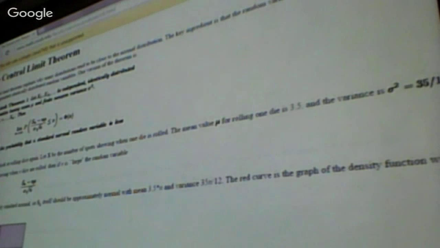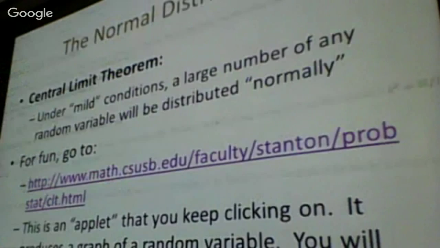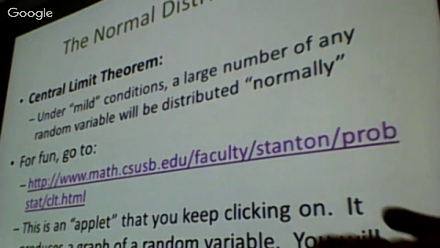So if it works, what it does is show you a little animation, and you keep clicking on it to add more random data to the sample, and the more you add, the more normally distributed it becomes. That demonstrates the central limit theorem.